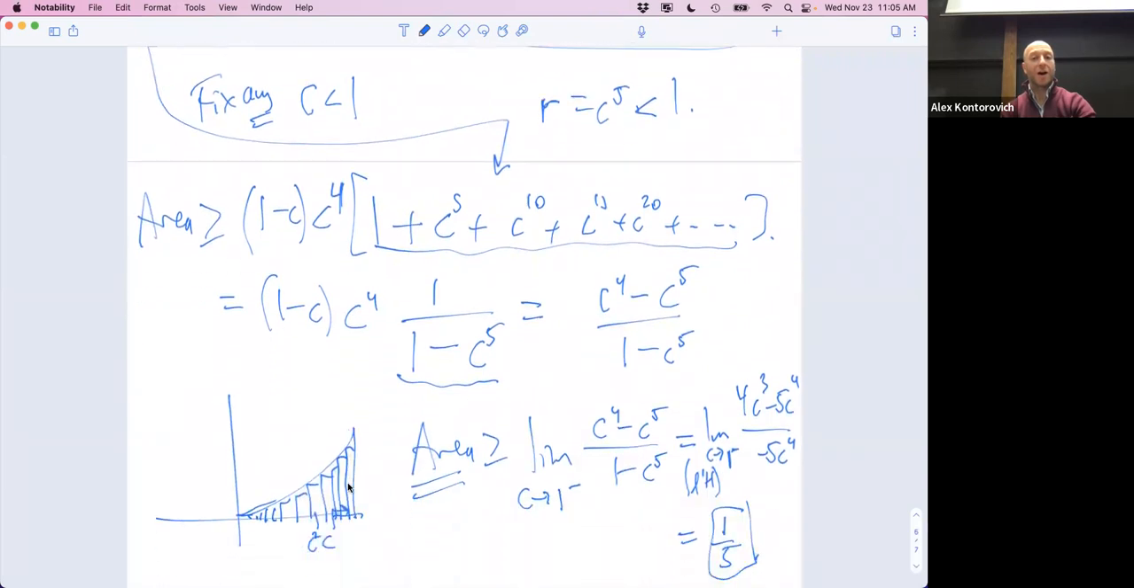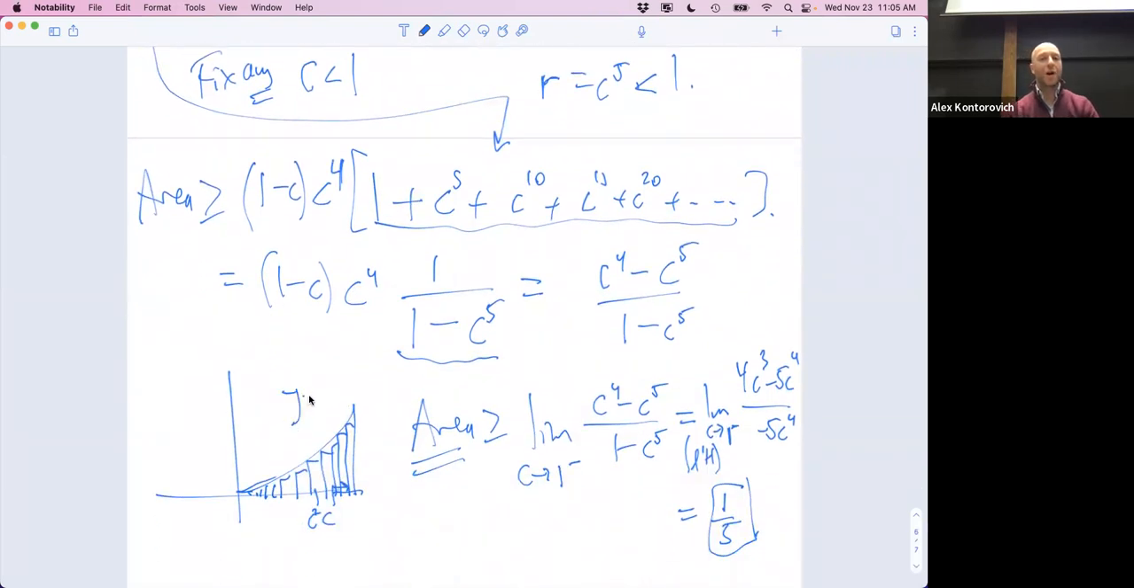We are computing the area under the equation y equals x to the 4th. In the process of computing this area, we got this sequence. Some algebra later got us to these 5ths and 10ths and 15ths and so on. Okay, so far so good. We're not done. That's just a lower bound. That's not good enough. We might be missing some stuff. Let's see if we can get an upper bound.